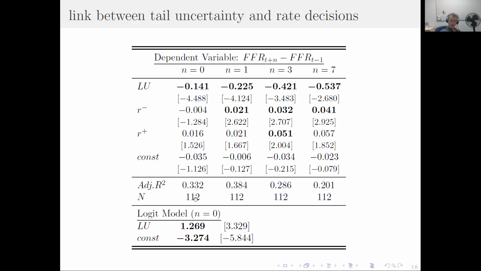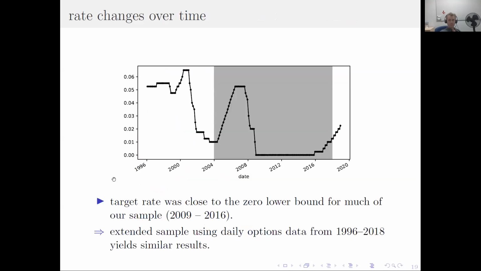We also confirm this idea by looking at a logit model where we simply look at the likelihood of a future rate cut, and we find that it is higher for higher levels of left tail uncertainty. Now again, we look at a very restricted sample, where for a long time the target rate had been at the zero lower bound, and all of the rate cuts basically are bunched up at the financial crisis.